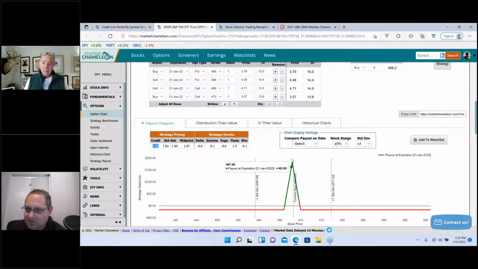That's why here it's considered non-directional. You don't want it to go up. You don't want it to go down. You want it to just sit there and collect all that premium that you sold it for.